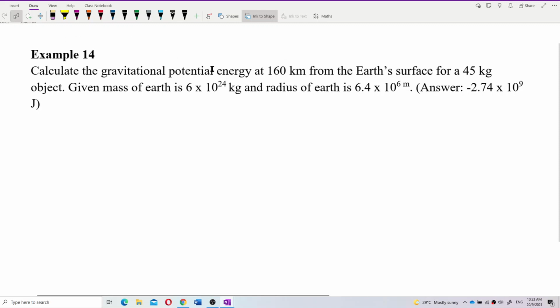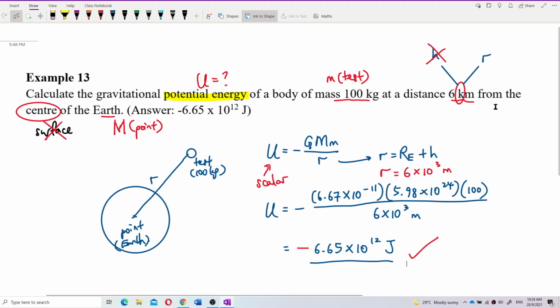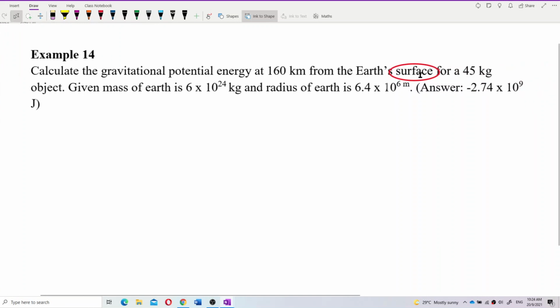Look at this question again. It says this one is from the Earth's surface. Compared to before, this question was from the center, so that was the R, not the H. But this time it is from where? From the surface. So I want to ask you, is this the H or the R?